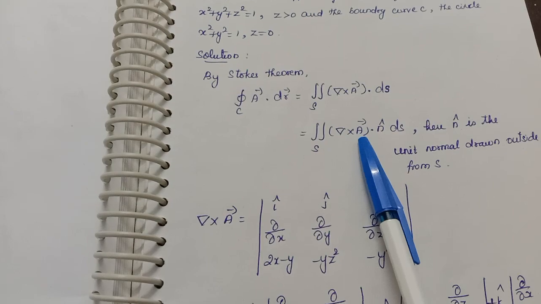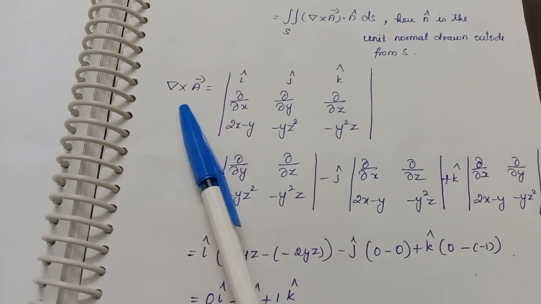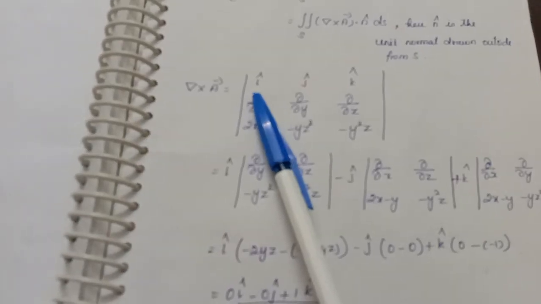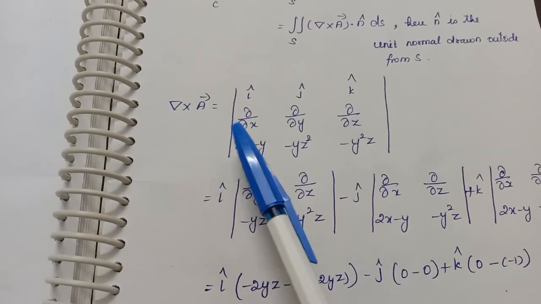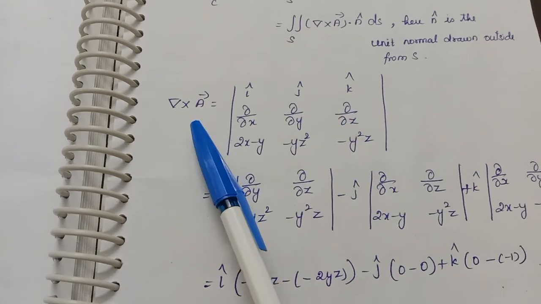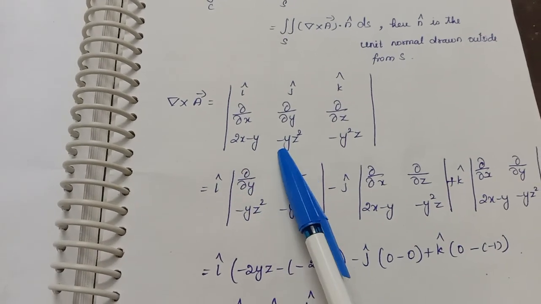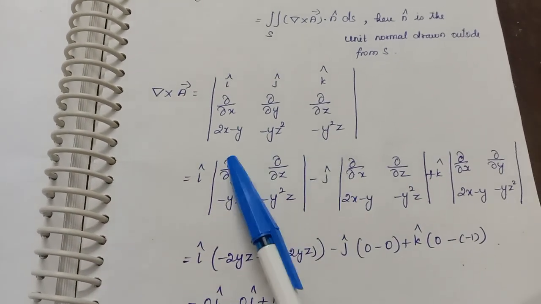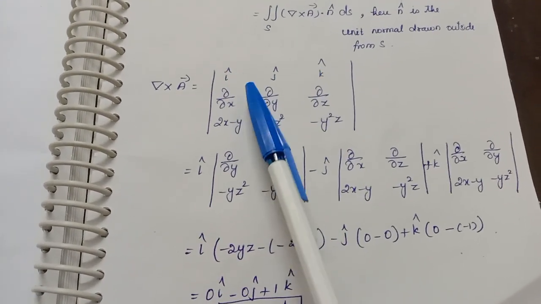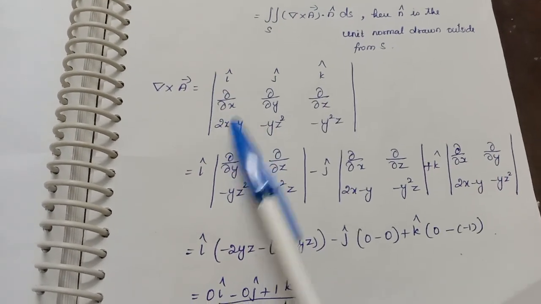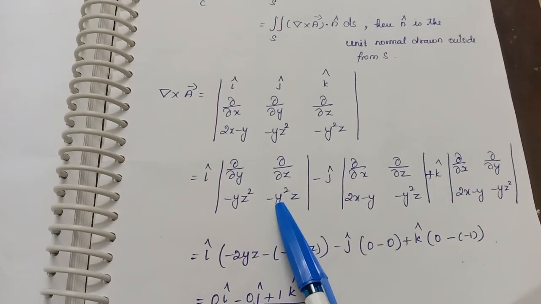So we are going to evaluate del cross A. How will you find del cross A? Cross product. So del cross A equals the determinant. The first row will be i, j, k unit vectors. The second row, the components of del: dou by dou x, dou by dou y, dou by dou z. And the third row, the components of A: 2x minus y, z square, minus y square z. So i cap into, how will you expand this determinant? Plus minus plus. I cap into, leaving this row and this column, the remaining determinant: dou by dou y, dou by dou z, and z square minus y square z.